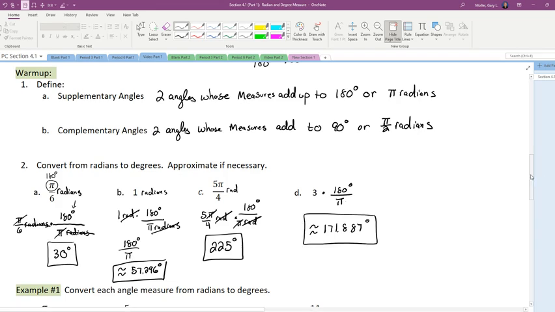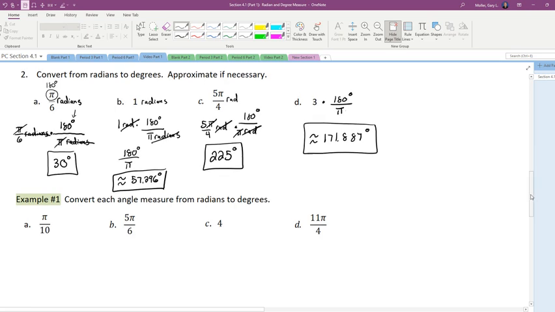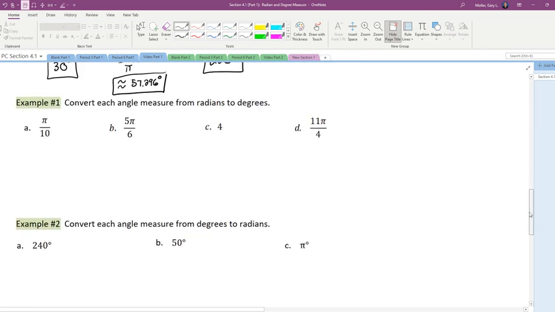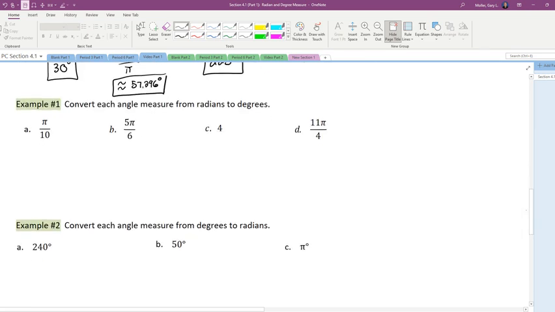All right. In class, I would now have you do these on your own. So please pause the video and give that a shot. Same thing, convert each angle measure from radians to degrees. And do it in whatever way is most efficient for you.